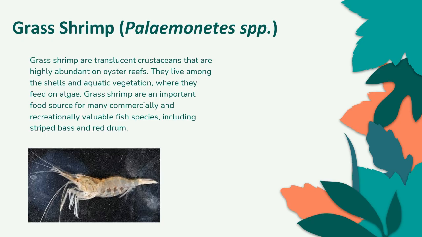Grass shrimp are translucent crustaceans that are highly abundant on oyster reefs. They live among the shells and aquatic vegetation, where they feed on algae. Grass shrimp are an important food source for commercially and recreationally valuable fish species, including striped bass and red drum.